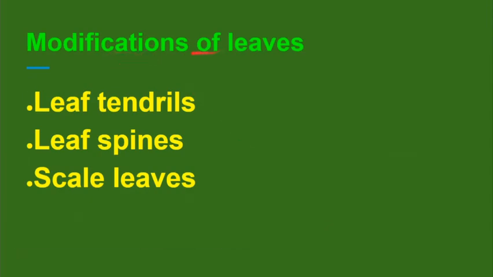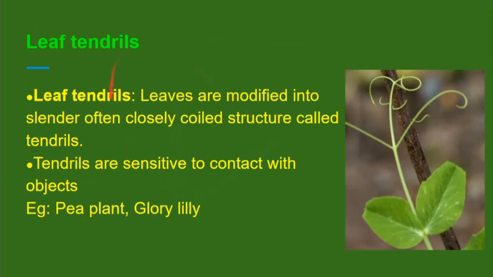What are the modifications of leaves? Leaf tendrils, leaf spines and scale leaves. These are the three important modifications of leaves. So what is a leaf tendril? Leaves are modified into slender, often closely coiled structures. They are called leaf tendrils. These tendrils are sensitive to contact with objects. So this picture shows a pea plant and its tendril.